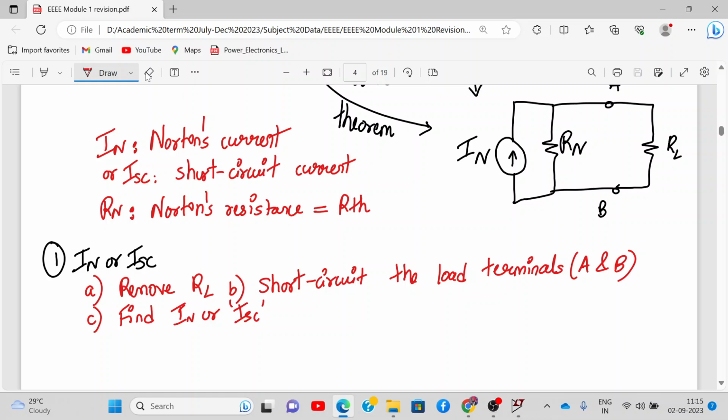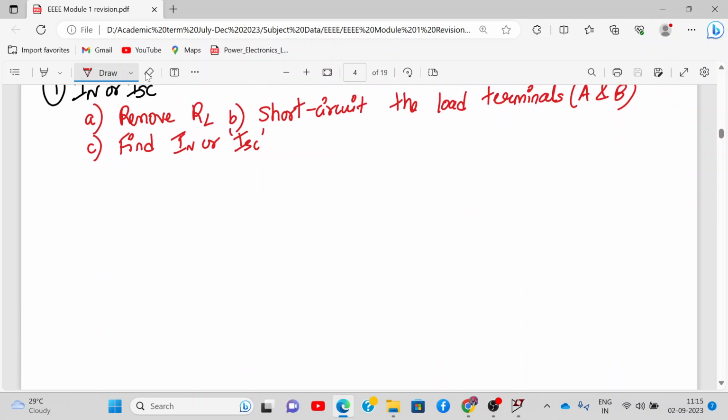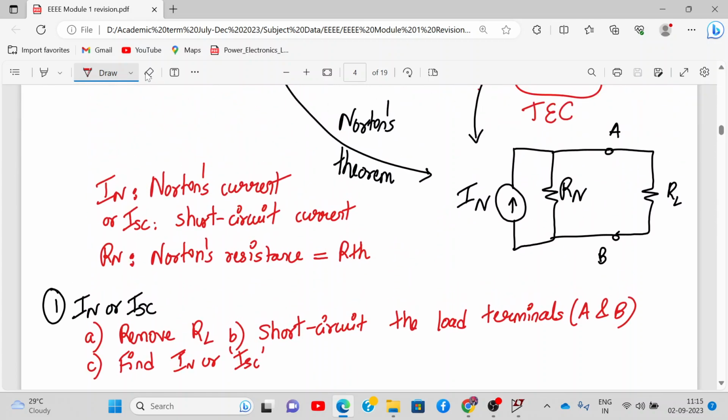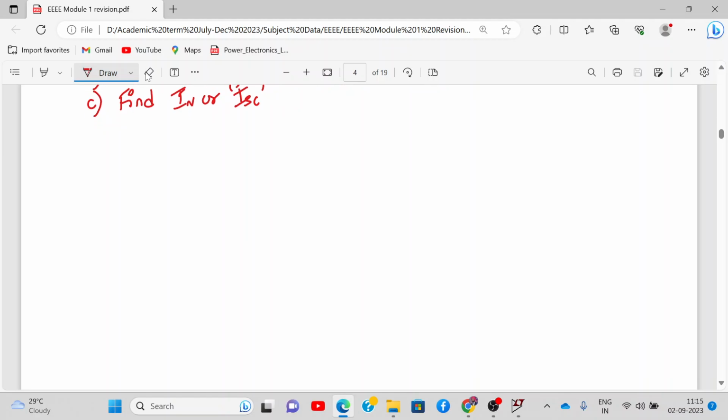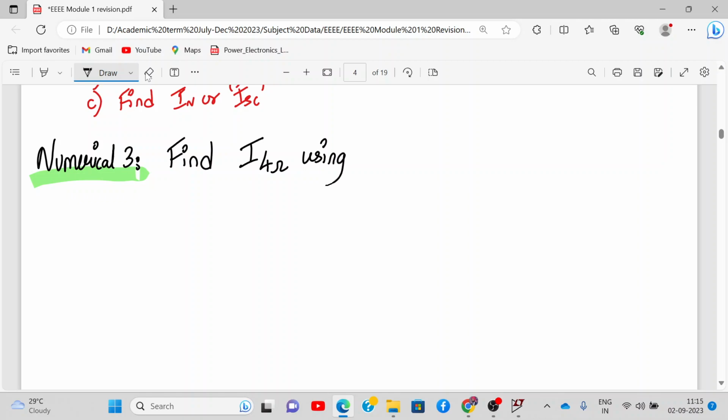So are we ready to start with a numerical? Okay, I hope you have written. RN and RTH are the same, so I'm not discussing it again. So let's start. Write down numerical for today, numerical number 3. Write down the statement, please. Find I of 4 ohm, that is the current flowing through the 4 ohm resistance, using Norton's theorem.